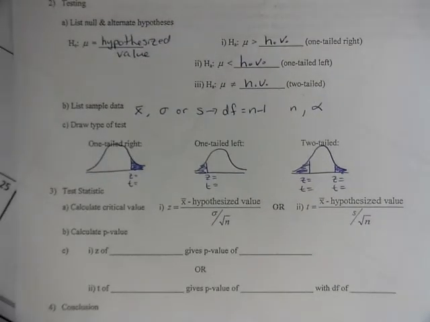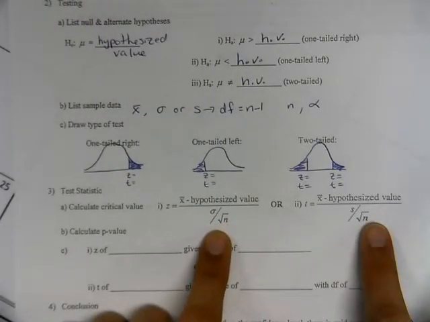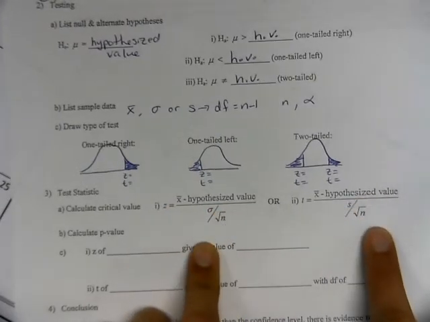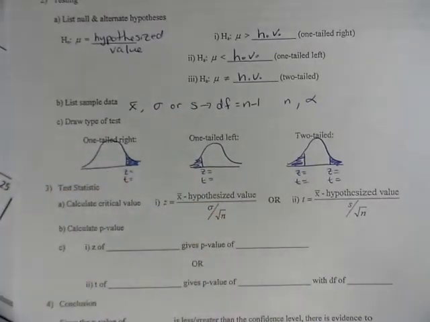Then your formula, again, they're pretty much the same. For your test statistic, x bar minus the hypothesized value divided by your standard deviation. Now, for the quiz, you don't necessarily have to memorize the formula. It is sort of on your formula sheet, just written weird.